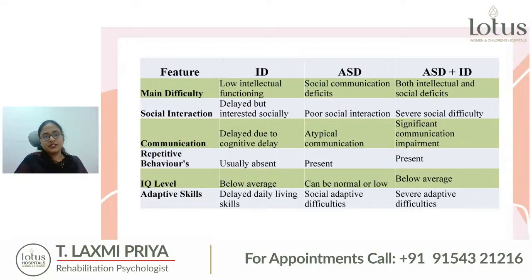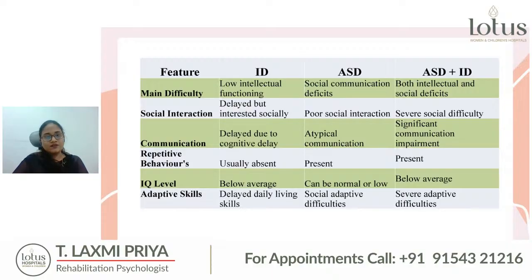Repetitive behaviors, like doing the same thing again and again, are usually absent in children with intellectual disability. But in ASD, they keep on playing the same thing again and again. They do behaviors again and again, maybe like fidgeting, because of regulation and comfort, because they need to regulate themselves. In ASD plus ID also, the repetitive behaviors are present.